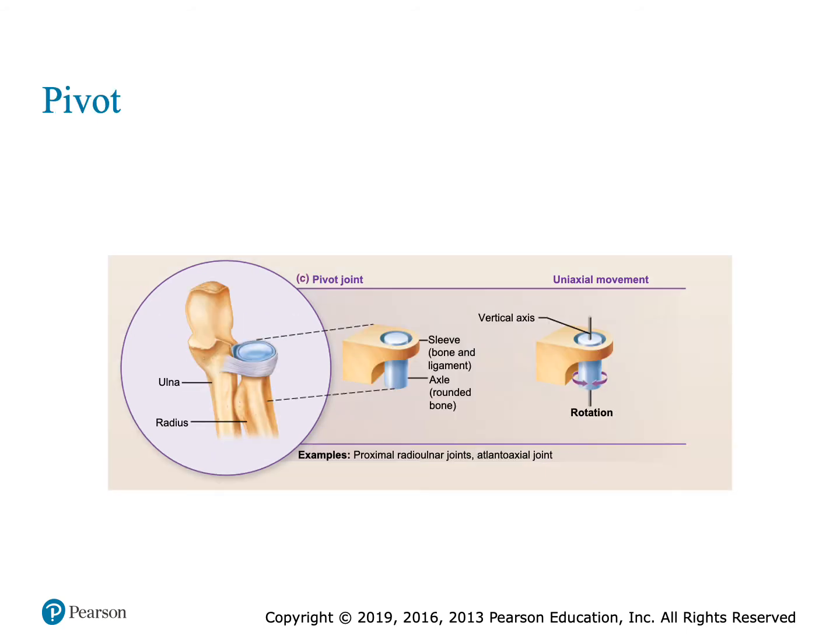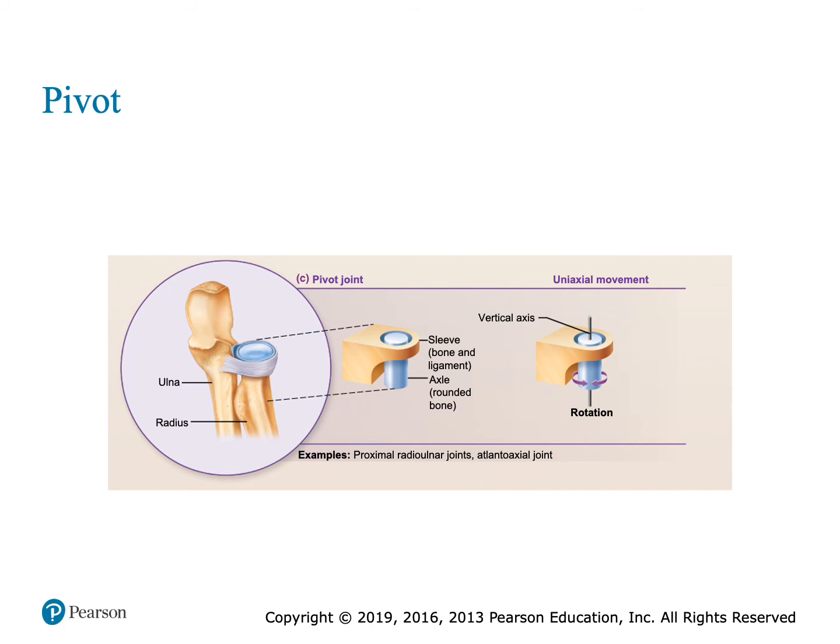A pivot joint turns on itself. In that other picture, we saw her pivoting her neck, right? She was rotating her neck from left to right. That's a pivot joint. There's going to be some sort of little ring of tissue that's holding another bone in place, and it just turns on itself.